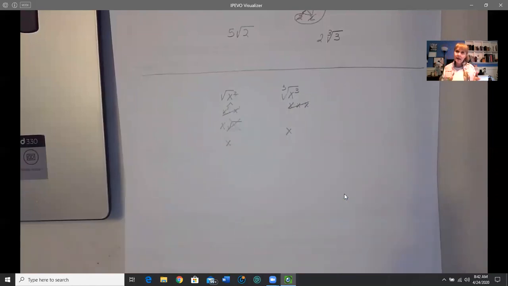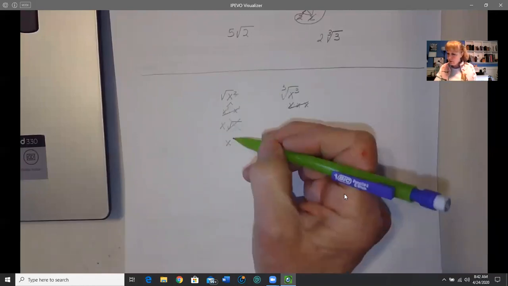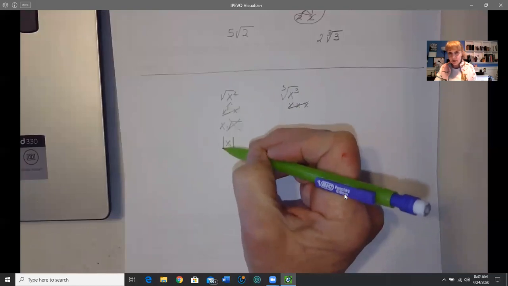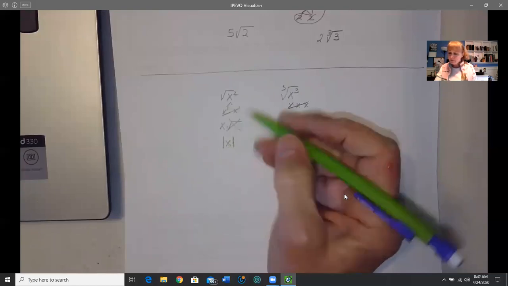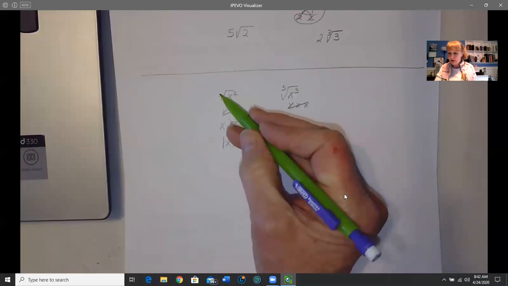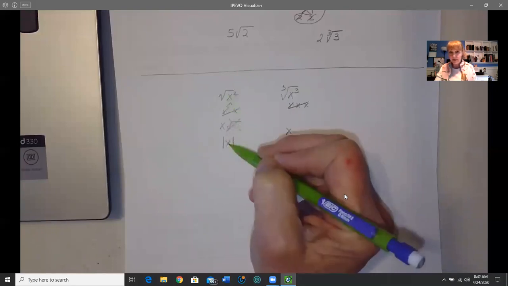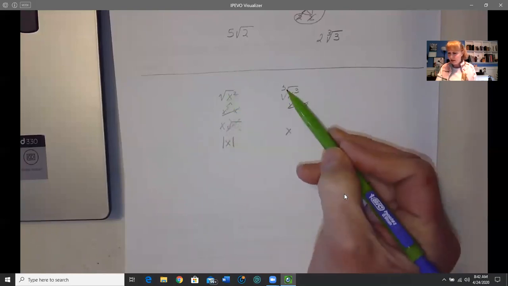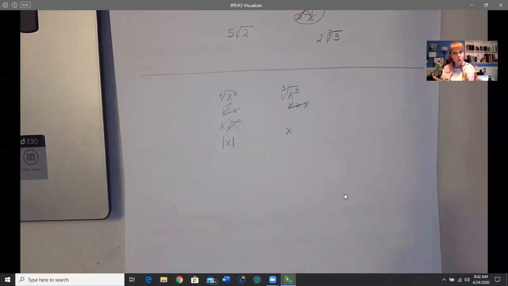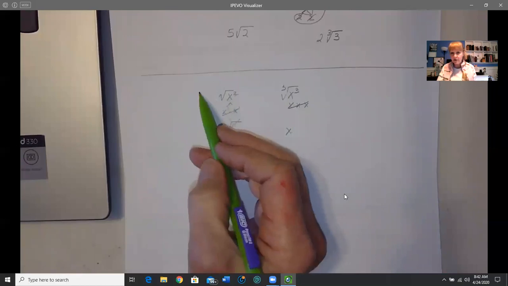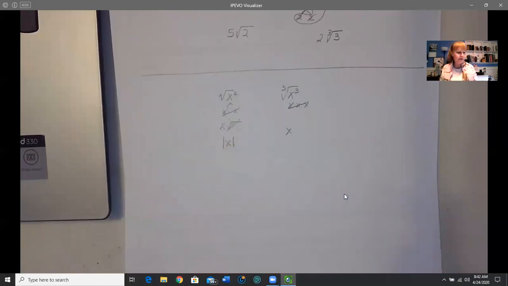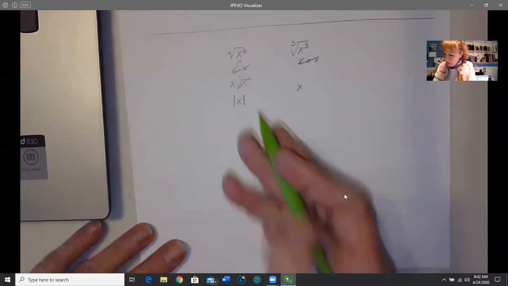And again, it depends on the instructions. On this one, you may have to have absolute values around it, going back to this one right here, because remember, this is the principal square root. It's got to be positive. If it's a cube root, it can be positive or negative, so you don't need the absolute values. And they may say, assume that all the substitutions are positive integers, so you don't have to worry about the absolute values.